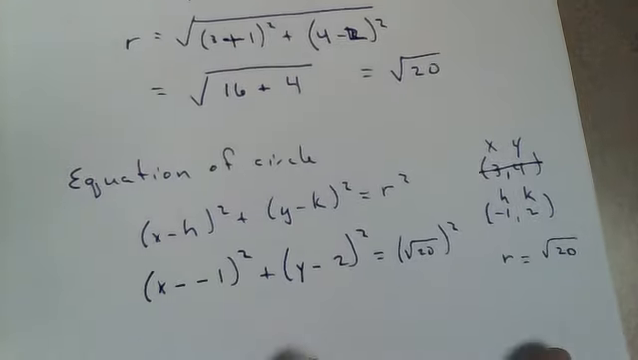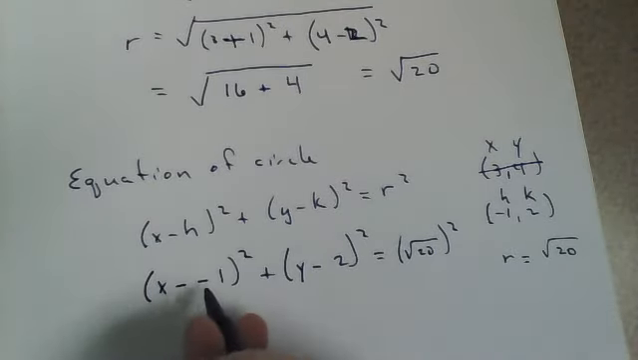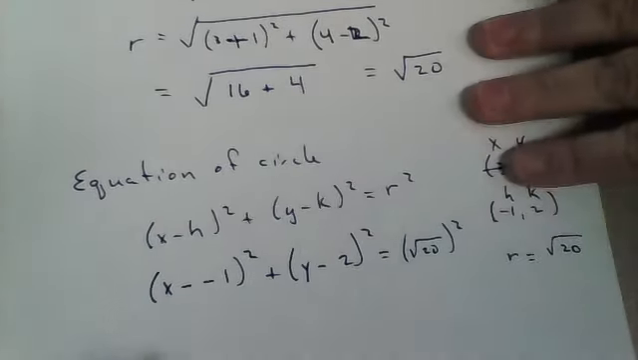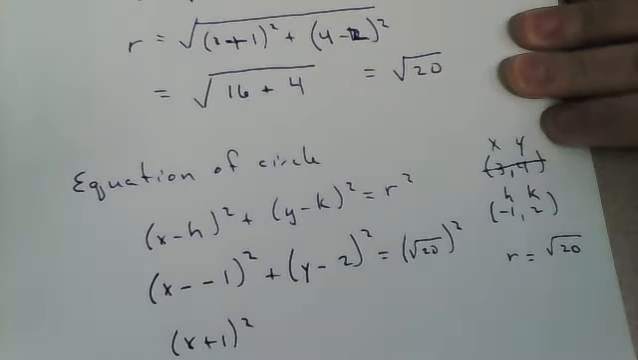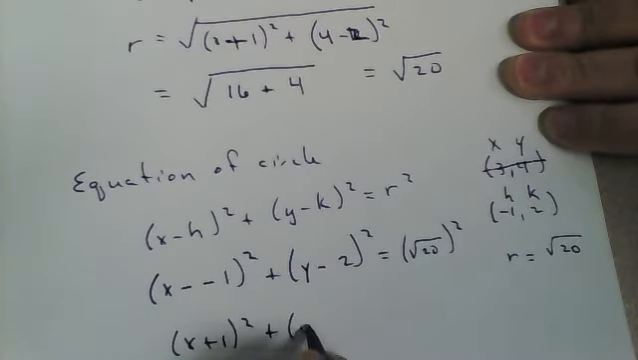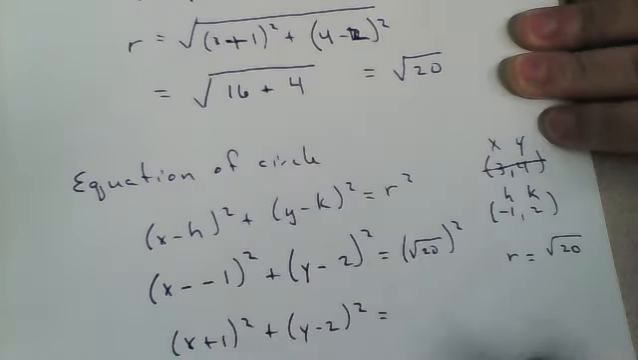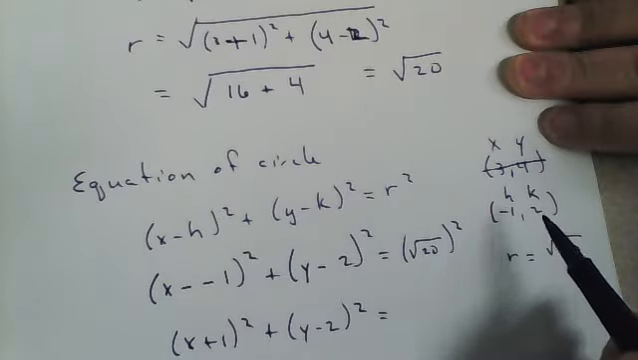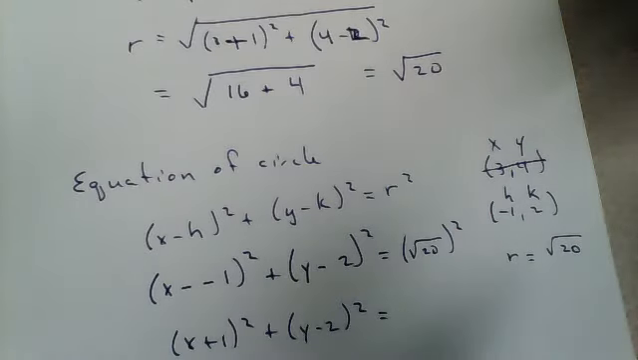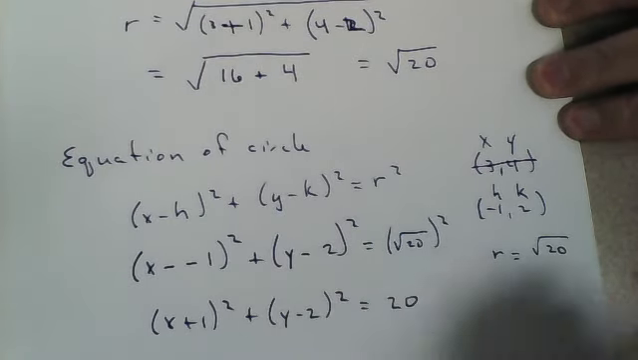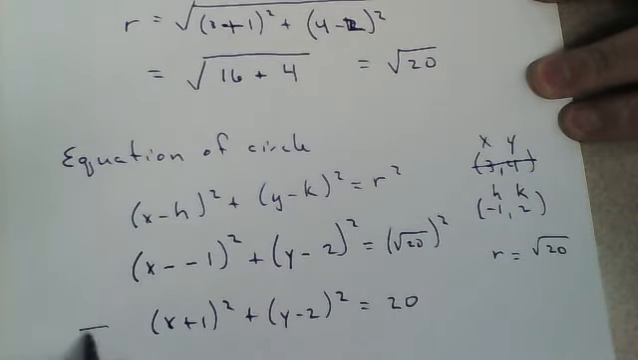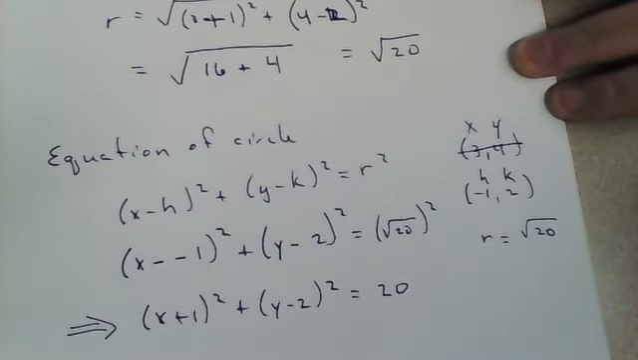So now we just simplify all of this. X minus -1 squared is the same as saying x plus 1 squared. Y minus 2 is going to stay the same. So we've got plus y minus 2 squared equals 20. When you square anything that's already a square root, you just wind up getting the number underneath. And so this right here is our equation of the circle.